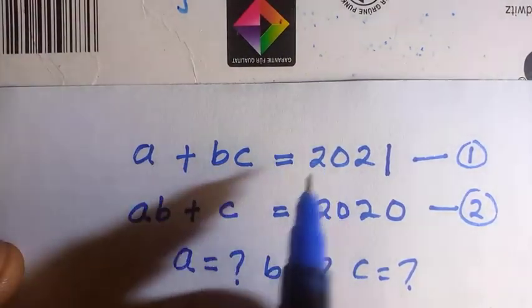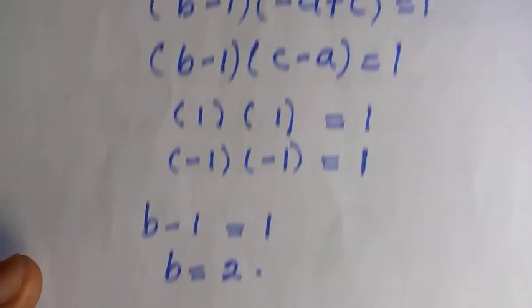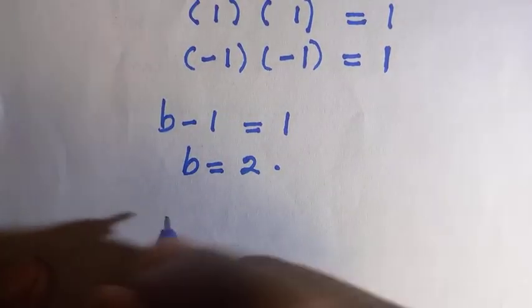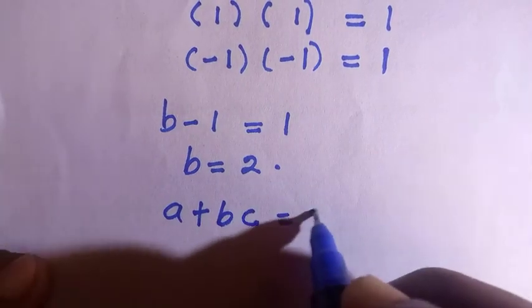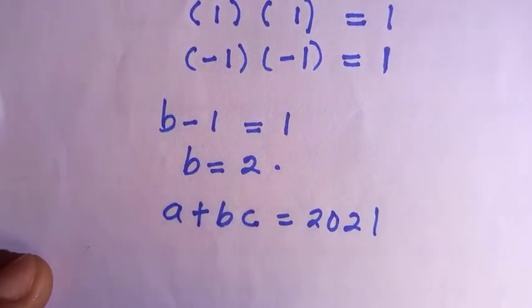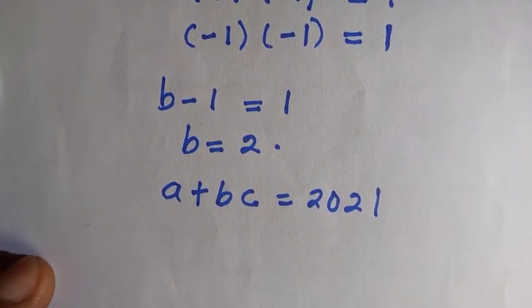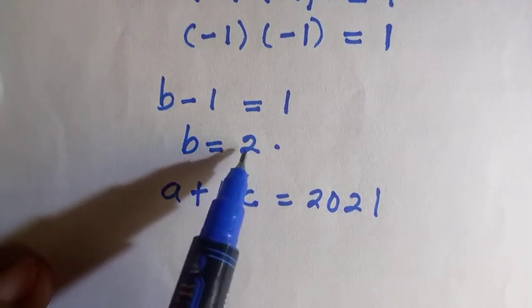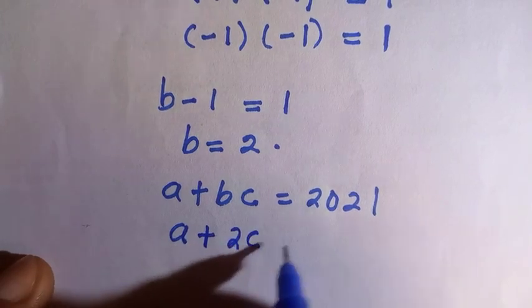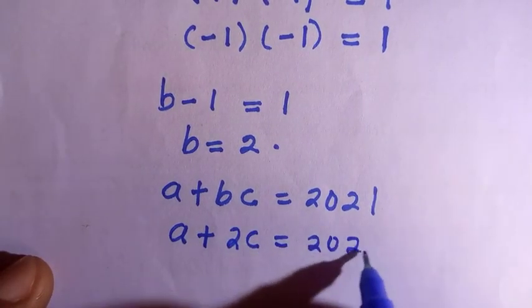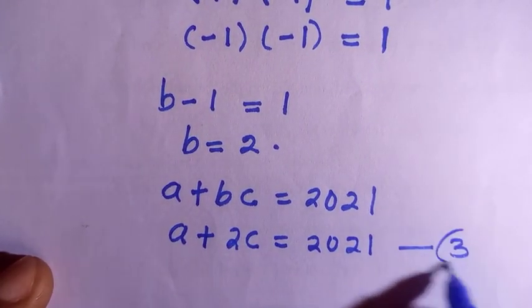So let's start with the first one, which is a plus bc equals 2021. So having the value of b equals 2, anywhere we see b, we replace it with 2. Then we have a plus 2c equals 2021. And we call this one equation 3.